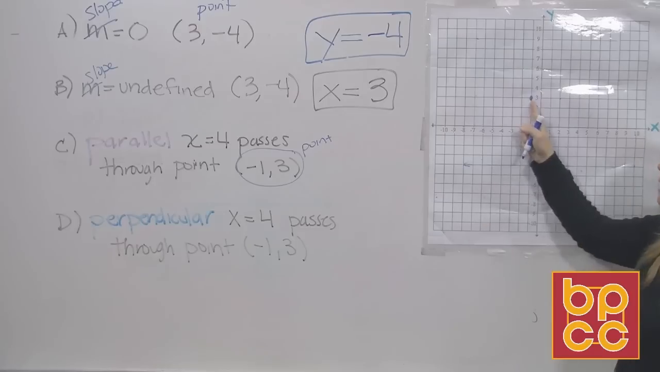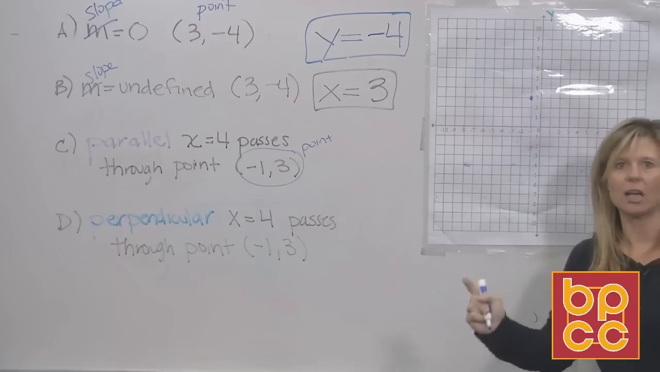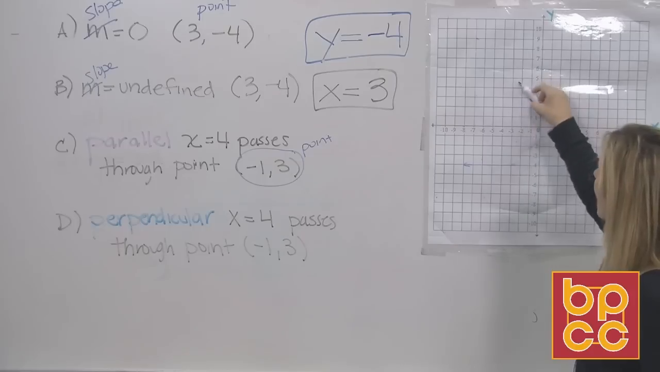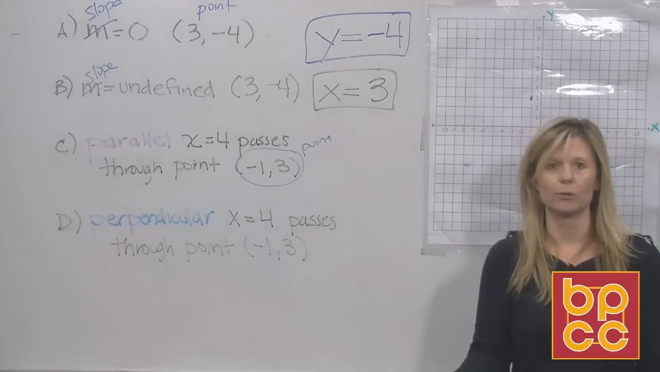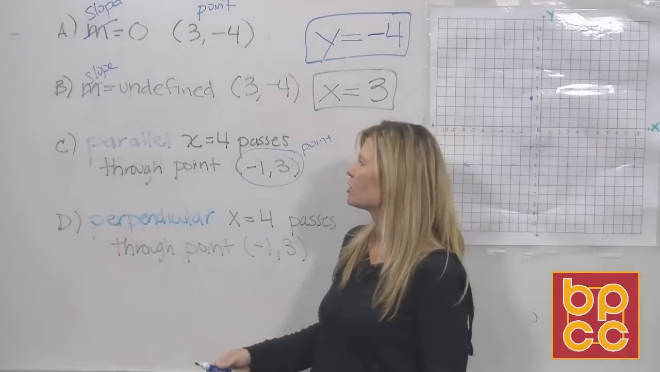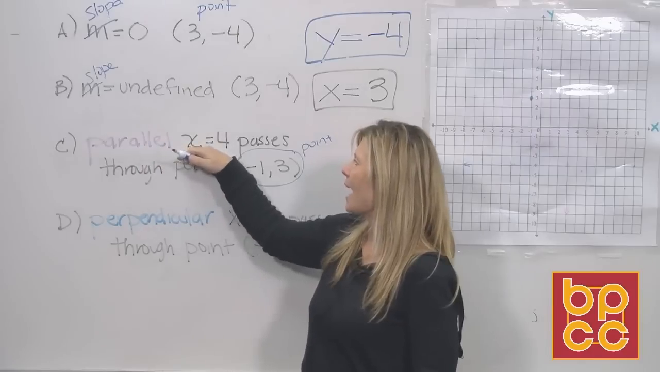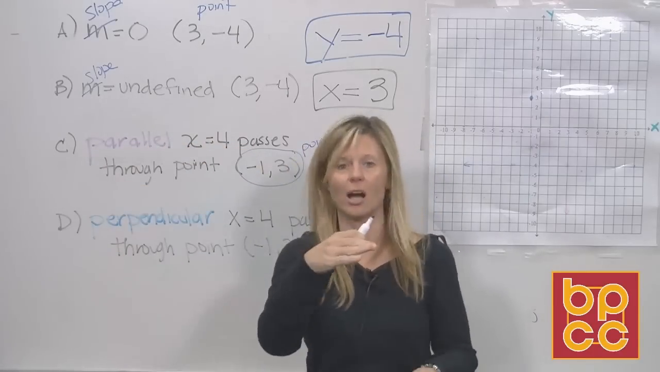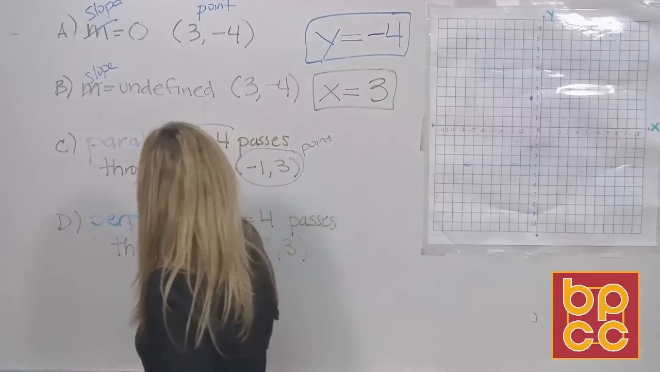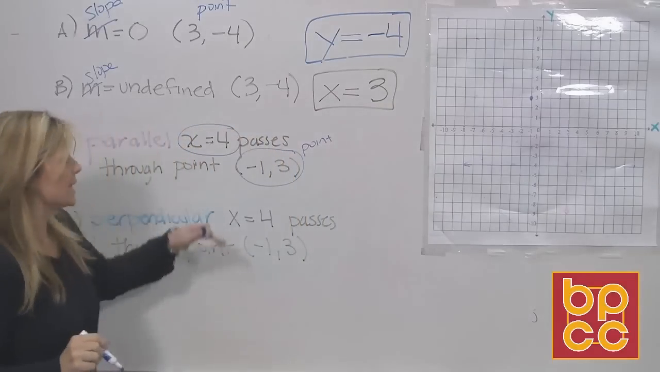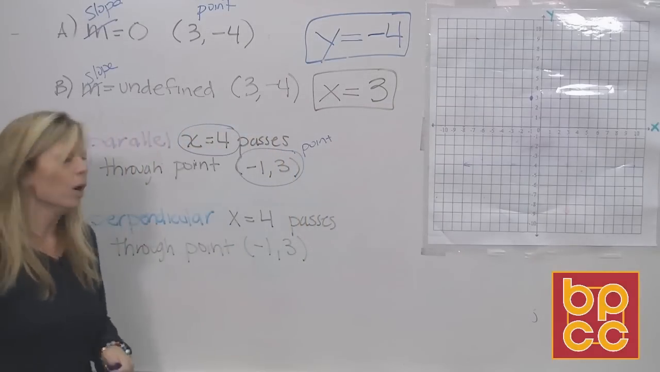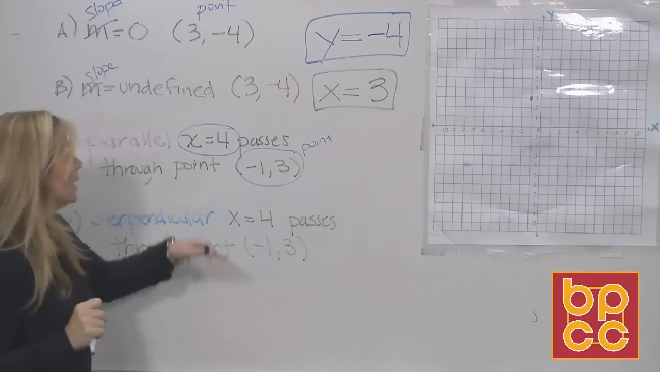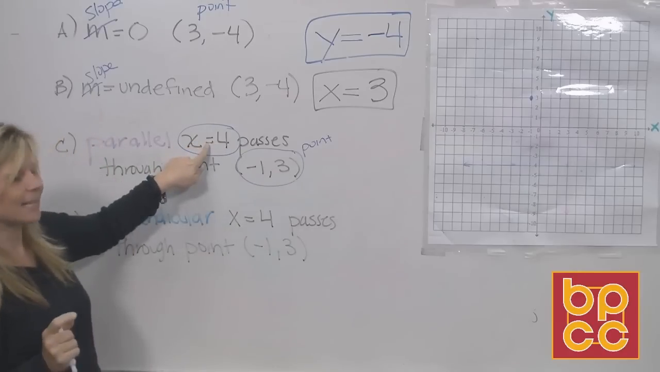Again, plotting one point is not enough to draw a line. I could draw a horizontal line, a vertical line, or a diagonal. I need some more clues. So my second clue says parallel to x equals 4. Well, I know parallel means they will not touch. But what the heck is an x equals 4? Is that a point? No, because a point is written like this as an ordered pair with an x and y value. This is an equation. It has an equal sign.